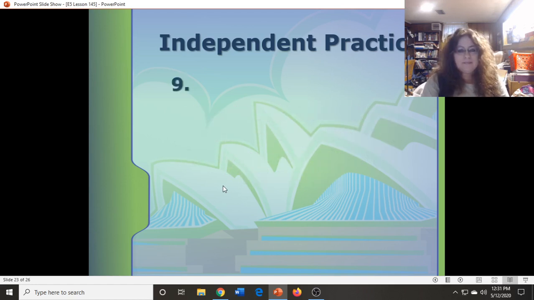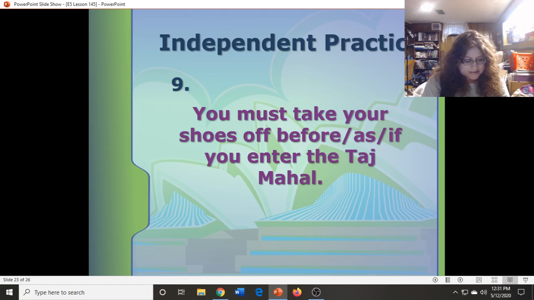Okay, number 9. You must take off your shoes. You enter the Taj Mahal. Okay, so there's a couple of choices here too. You must take your shoes off before you enter the Taj Mahal, as you enter the Taj Mahal, or if you enter the Taj Mahal. Any of these would make sense. And you don't need a comma because the independent clause comes first, so we don't need a comma.